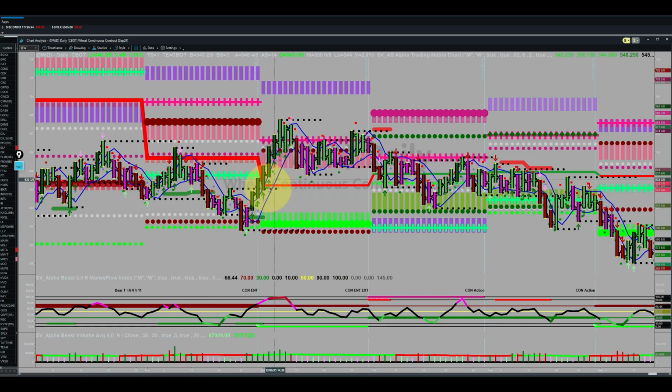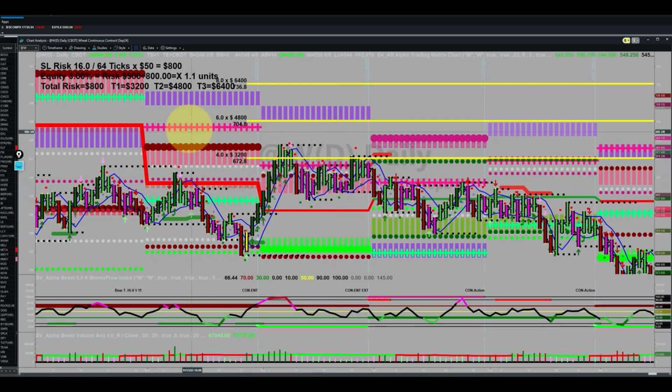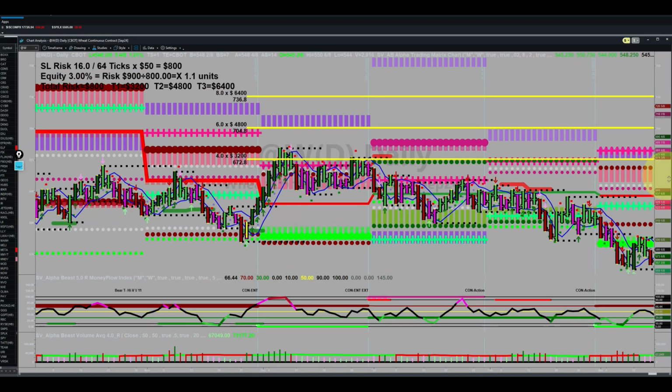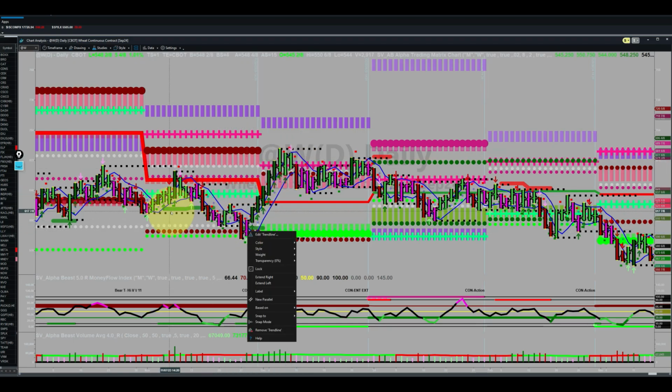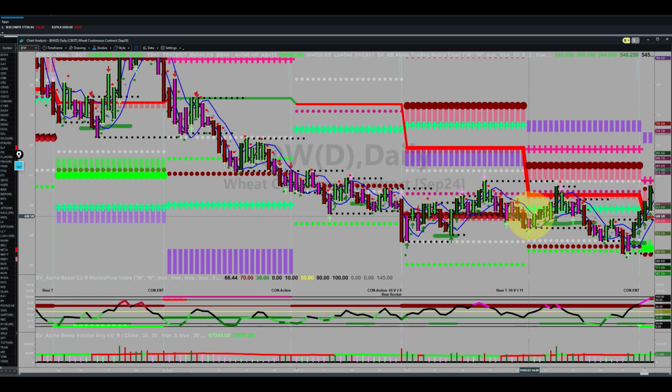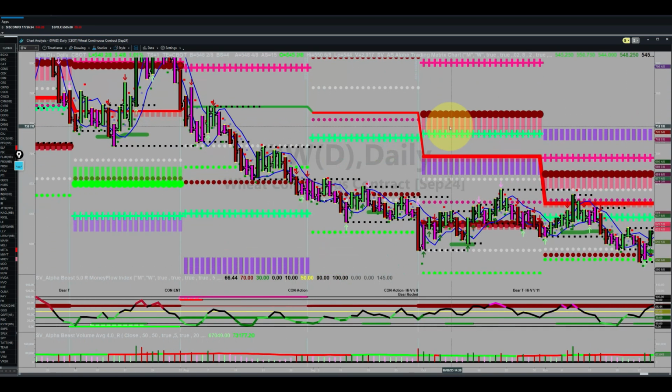So here we are. We would have had another trade right here. Stop here, entry here, boom. And this particular one would have had $800 risk. Okay, $3,200 profit target. It would have been hit. That's 4 times risk. You will consistently hit 4 to 6 times your risk. So that's enough of these already.